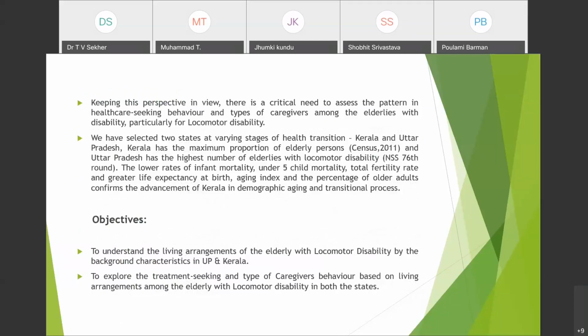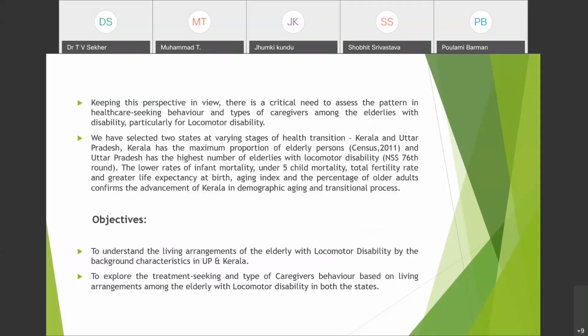largely unexplored in India. Keeping this perspective in view, we specifically aimed to work out a comparative picture of living arrangement by different background characteristics, and tried to explore the treatment-seeking behavior and type of caregivers of the elderly with locomotor disability in both states, Uttar Pradesh and Kerala.